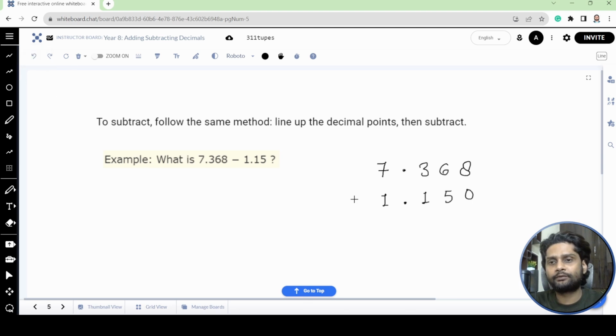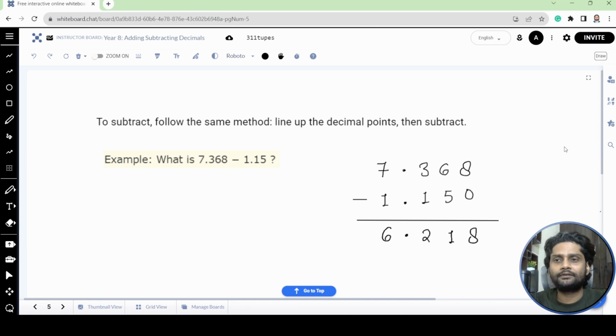And this time we have to perform subtraction. So we can do that. 8 minus 0 is 8. 6 minus 5 is 1. 3 minus 1 is 2. 7 minus 1 is 6. And then the decimal is kept at the same place. So this is your answer.